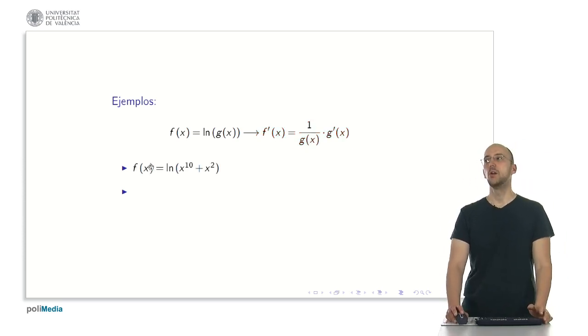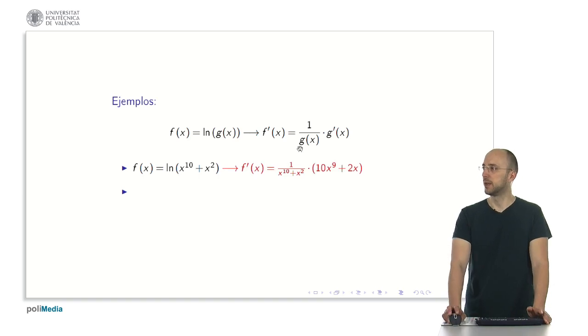An example. The natural logarithm of x raised to the power of 10 plus x squared. What is its derivative? First, let's identify. G of x in this case is x raised to the power of 10 plus x squared. How do we find its derivative? We apply the rule. We take the function that was within the parentheses and place it in the denominator. Then we multiply it by the derivative of that function.